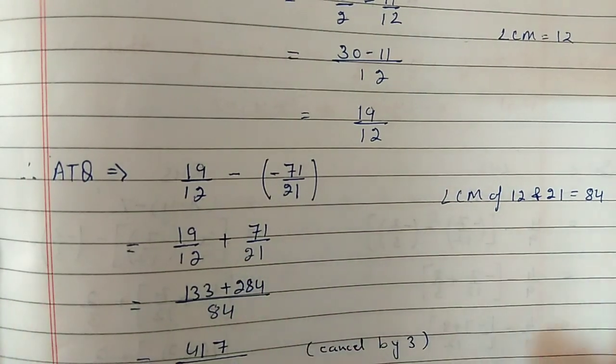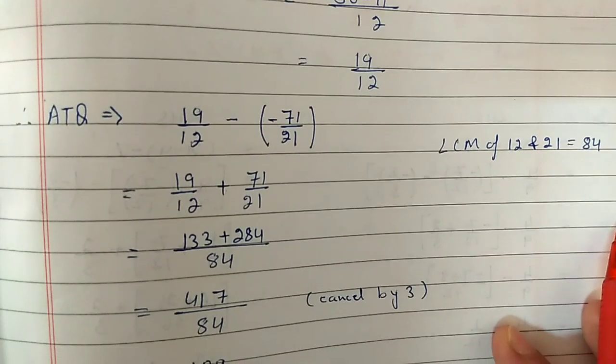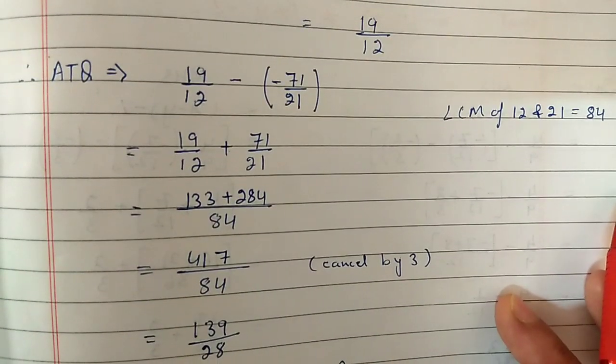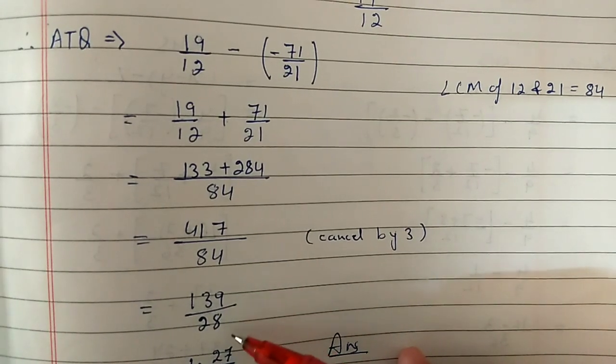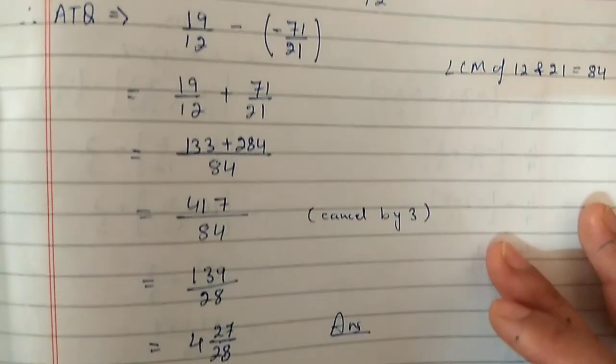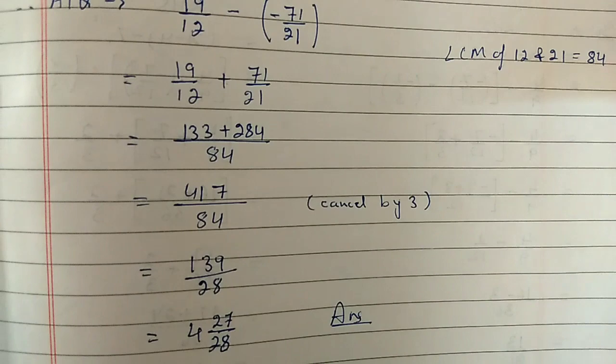Add these two numbers, 413 by 84. We can cancel it by the 3 table also. After cancellation we are getting 139 by 28. Then you can convert it into a mixed fraction.